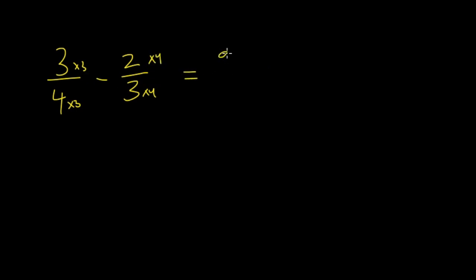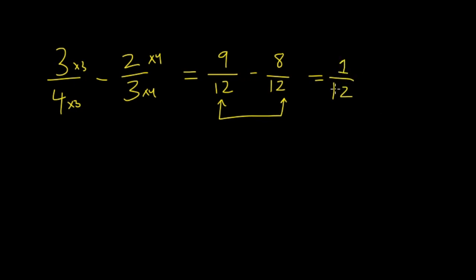This will leave me with 9 over 4 times 3, which is 12, minus 2 times 4, which is 8, over 3 times 4, which is also 12. And the whole reason we did this multiplying deal is so that we have the same denominator here. This allows us to then rewrite 12 as the denominator of the answer, and we do 9 minus 8, which leaves me with 1. Final answer, 1 over 12. Okay, let's do a bit more examples just so that we get the hang of it.